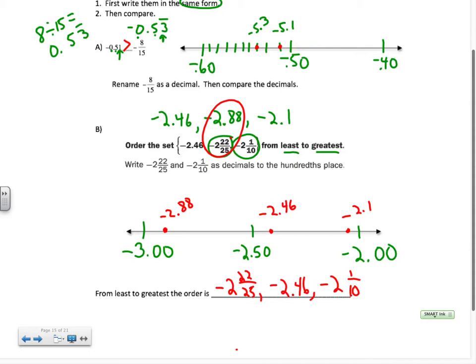Let's take a look at the digits. 2's are all the same, and they're all negative, so those are the same. So we go to the tenths spot. 4, 8, and 1 is what we have to compare, but we have to remember that they're negative numbers. And when they're negative numbers, that 1 is actually going to be greater than this 4, okay? And then the 4 is going to be greater than the 8. So be careful with negative numbers. Graph them if you need a visual.